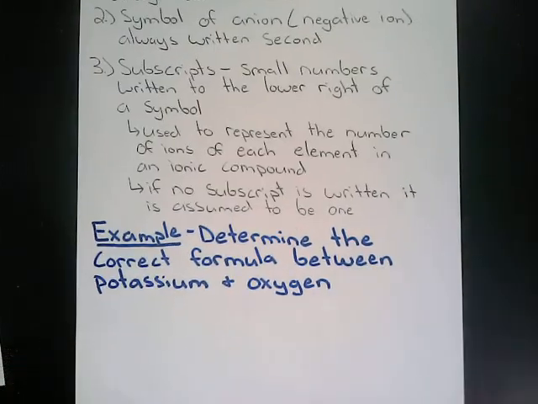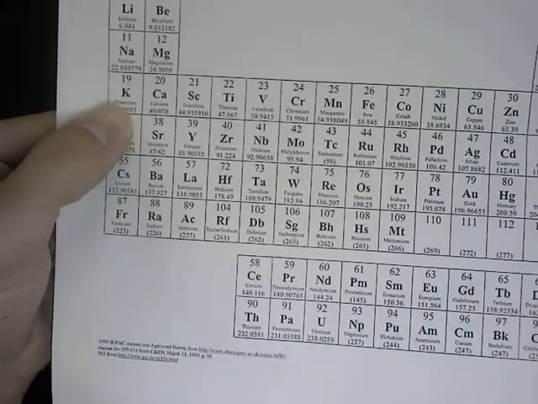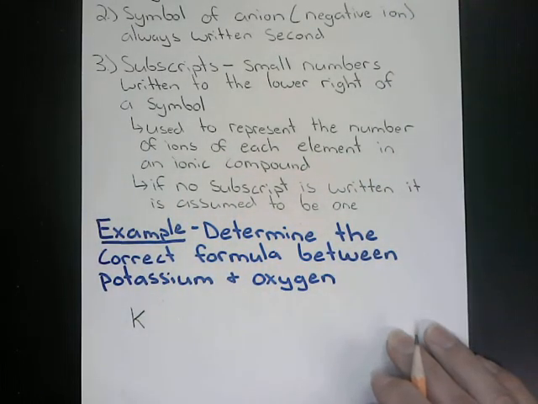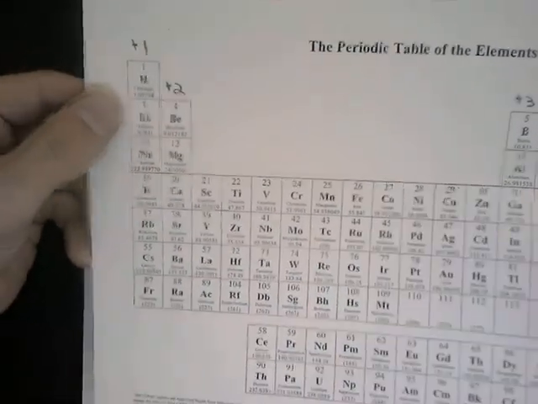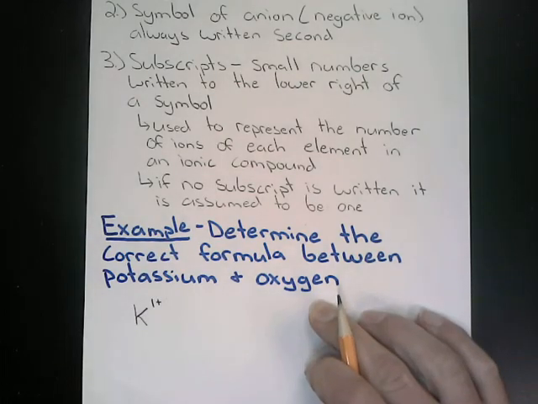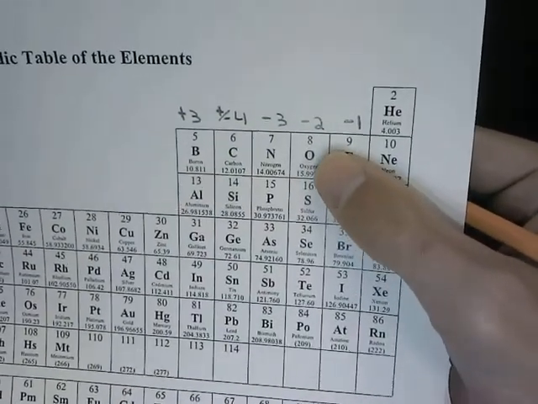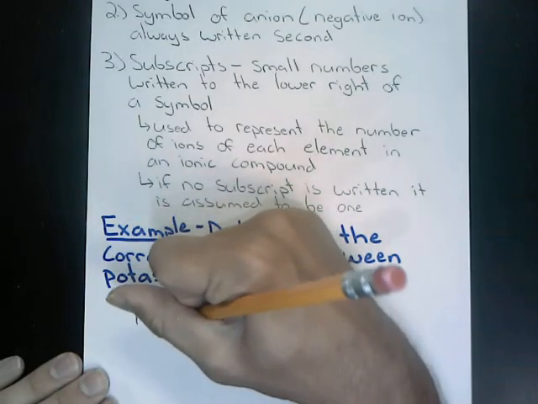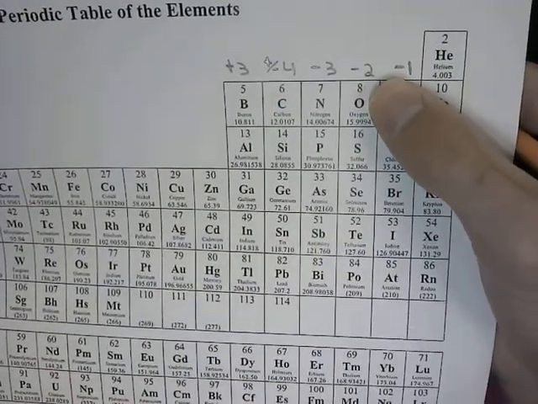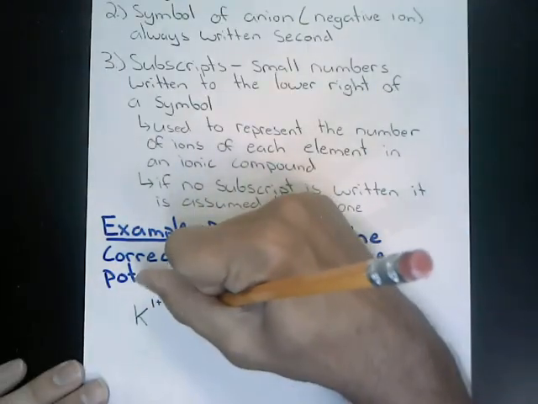So we want to find the correct formula between potassium and oxygen. If we find potassium on the periodic table, it has the element symbol K. So I'm going to first write K down, and I also want to look up the charge. K is in that first group, so it has a charge of 1+. Then I move on to oxygen. Again, same thing: I find the symbol for oxygen to be O, so I write down O, and the charge is 2-.